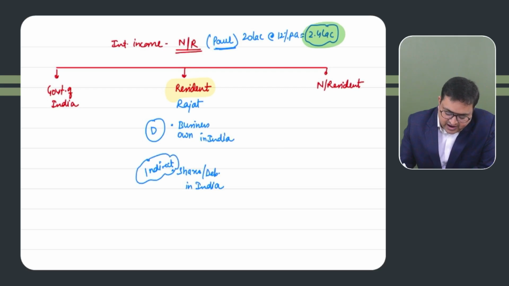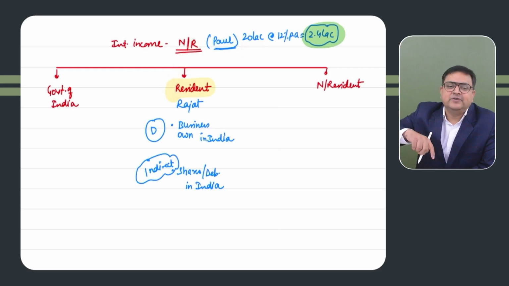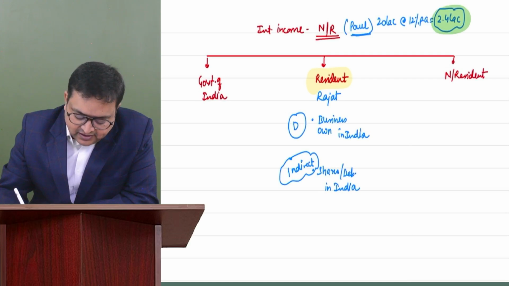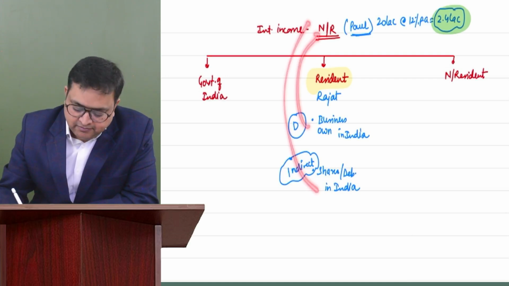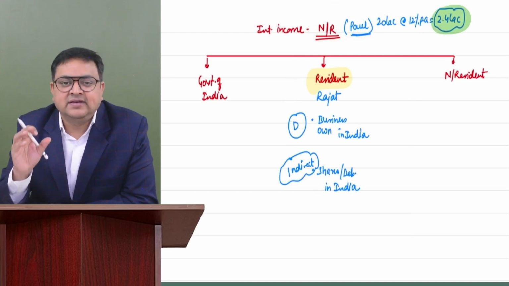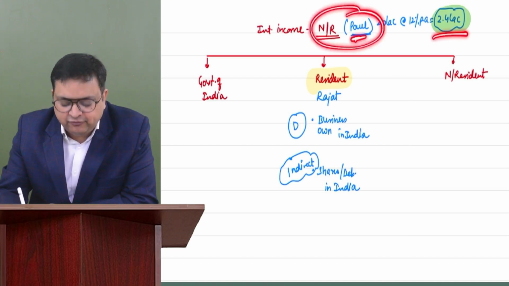So whether I am a resident, I am paying 2.4 lakh. Are you able to get this 2.4 lakh rupees? Because I have taken 20 lakh rupees from him, on which I am paying 12% interest, that is 2.4 lakh rupees to him. So if I have made either a direct investment in India or an indirect investment in India, in both cases, Paul is liable to pay tax in India. His income is arising in India, so his income will be taxable in India. So 2.4 lakh, we will say, Paul, you have to pay tax on it.